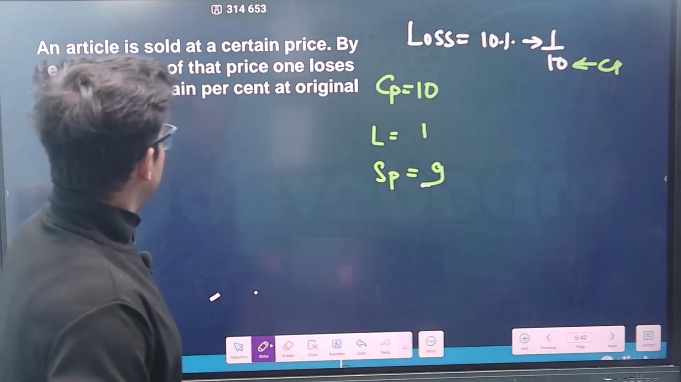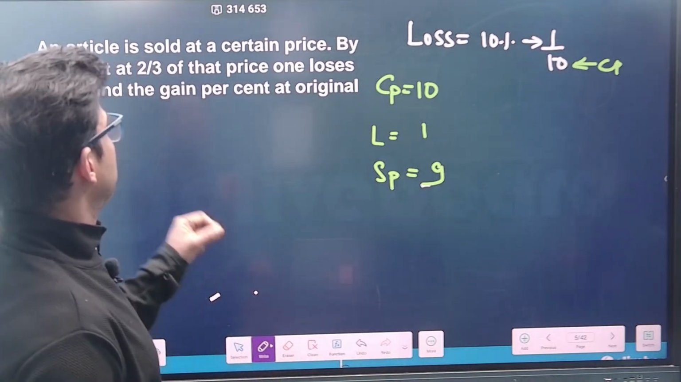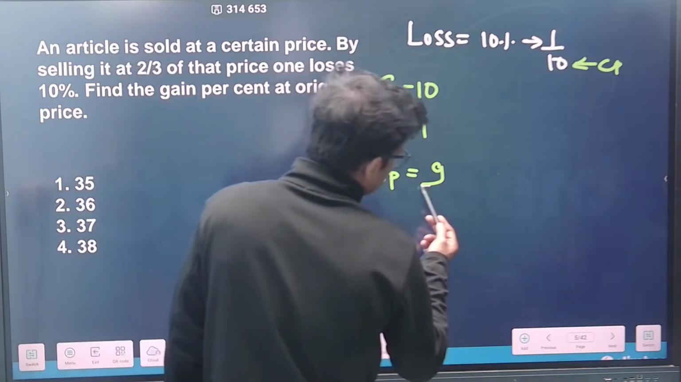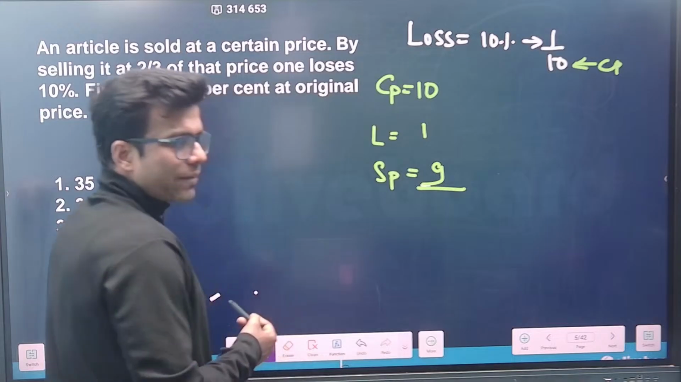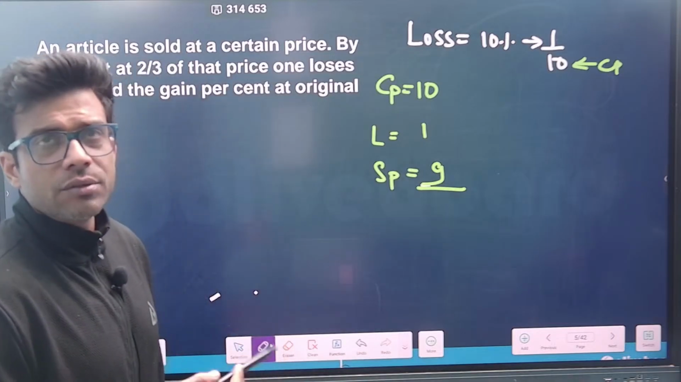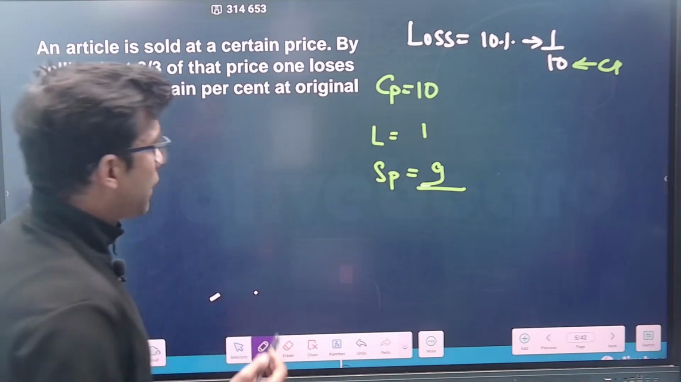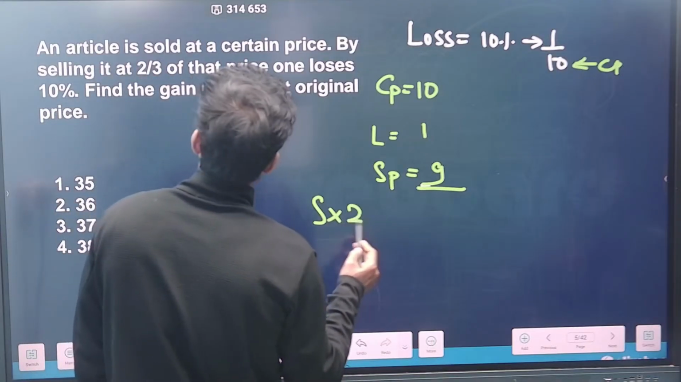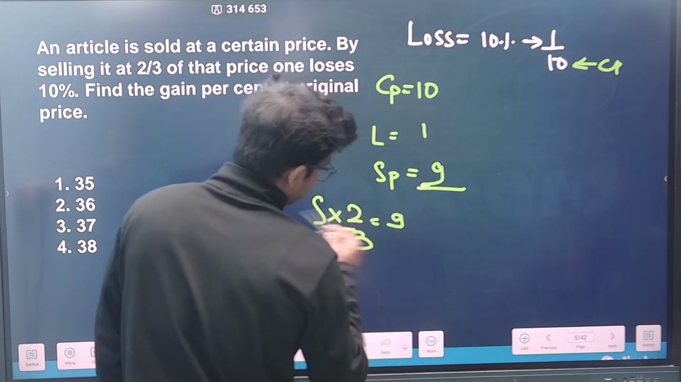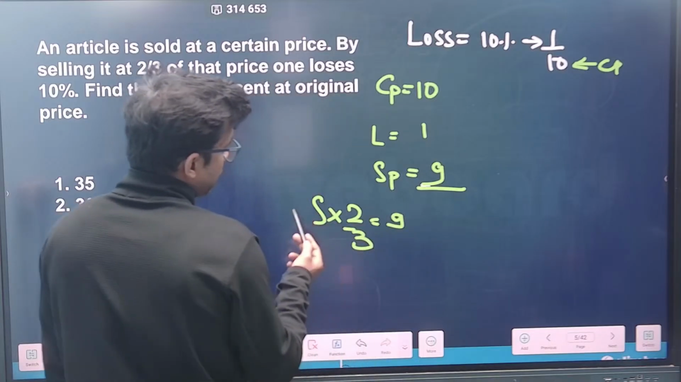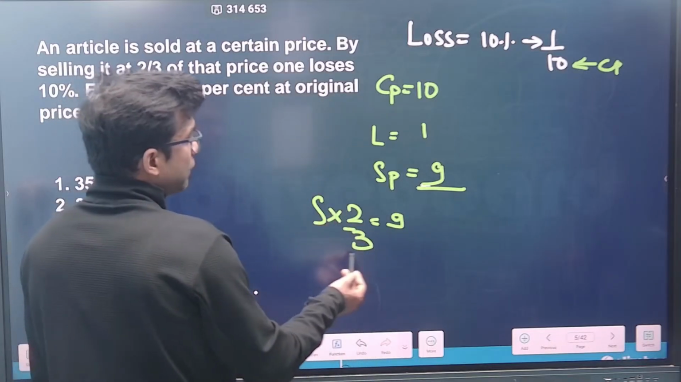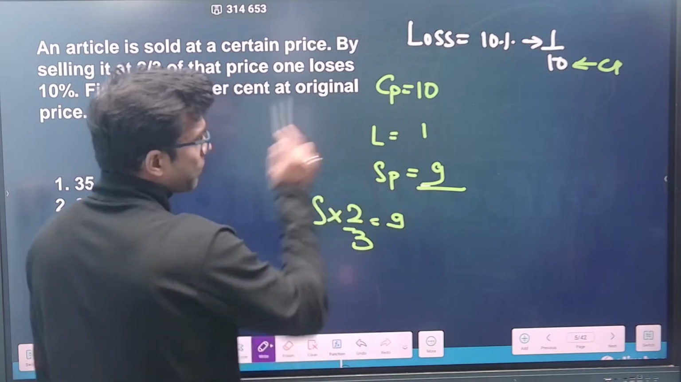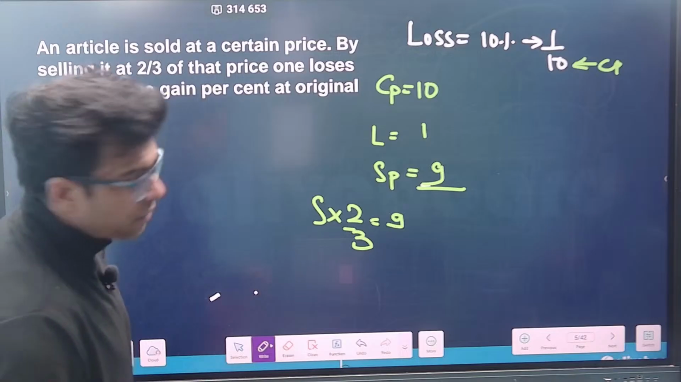Correct. Now they are saying that by selling it at 2 by 3 of the price, one loses. This is the price at which he loses, correct? Now the basic funda comes here. Try to understand. If I take 2 by 3 of the selling price, I am getting 9, which is the loss on the cost price of 10.